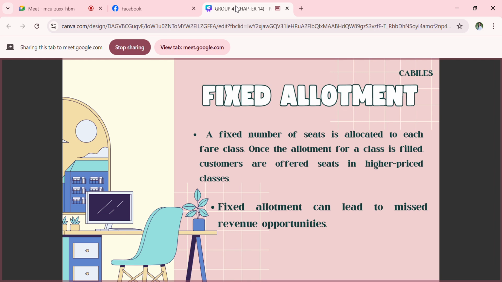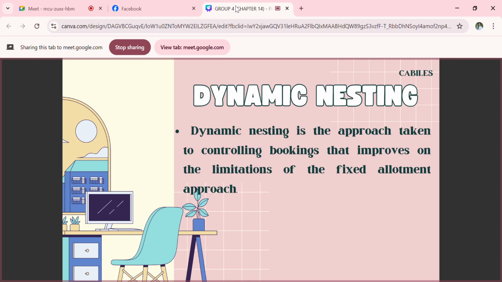The next slide, please. Now let's talk about dynamic nesting. Dynamic nesting is the approach to controlling booking that improves on the limitation of the fixed allotment approach. As with the fixed allotment method, dynamic nesting assigns each fare class a booking limit. Unlike the fixed allotment method, the booking limits on all fare classes are reduced as seats are reserved in any individual fare class in dynamic nesting, to prevent the possibility of rejecting high fare bookings while reserving seats for low fare bookings.